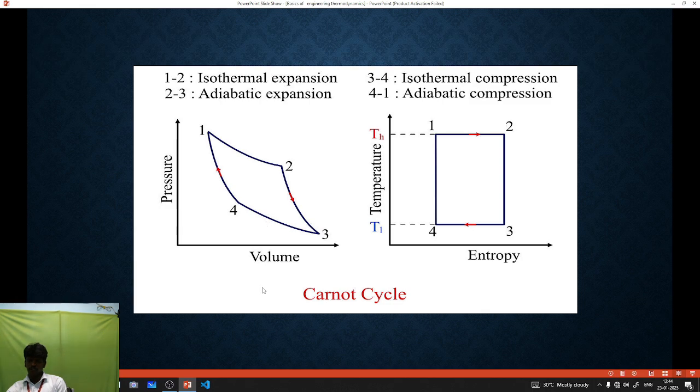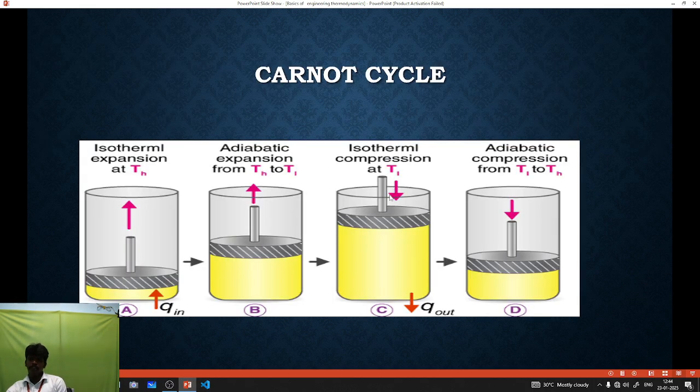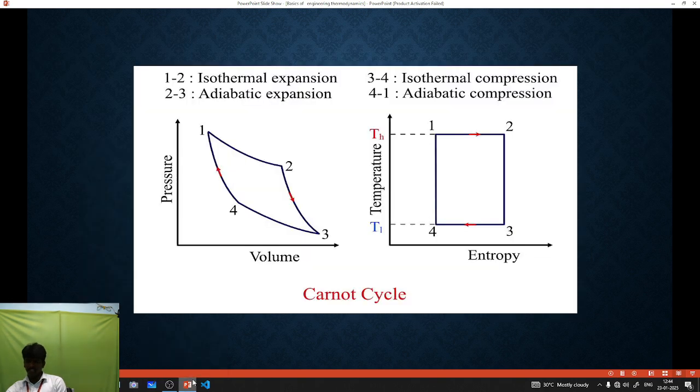In a further move, the heat is removed from the system and the piston is slowed down, reducing its volume from 3 to 4. Okay, that is isothermal compression. After some time, it is fully compressed in an adiabatic manner, with no heat transfer between the system and the surroundings, in figure D. The PV diagram shows that 3 to 4 is isothermal compression, and it is further moved to adiabatic compression 4 to 1. This is expressed by the PV diagram.